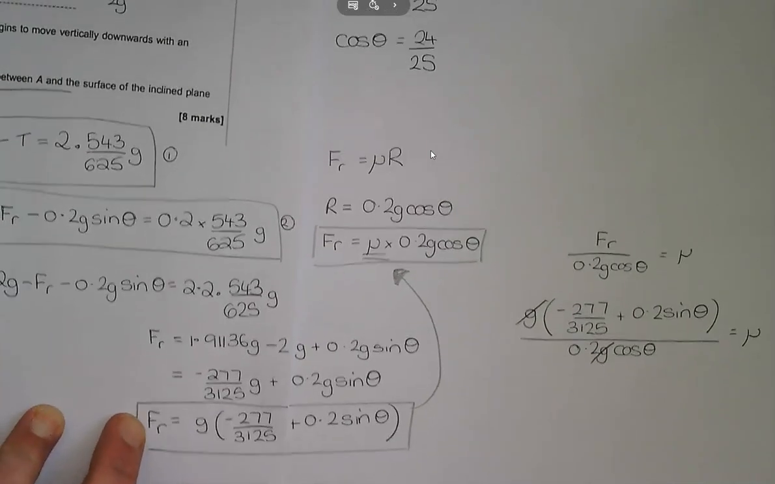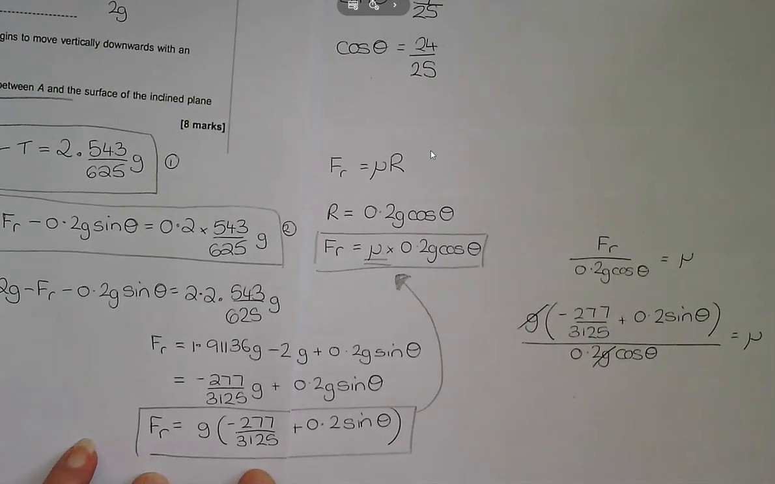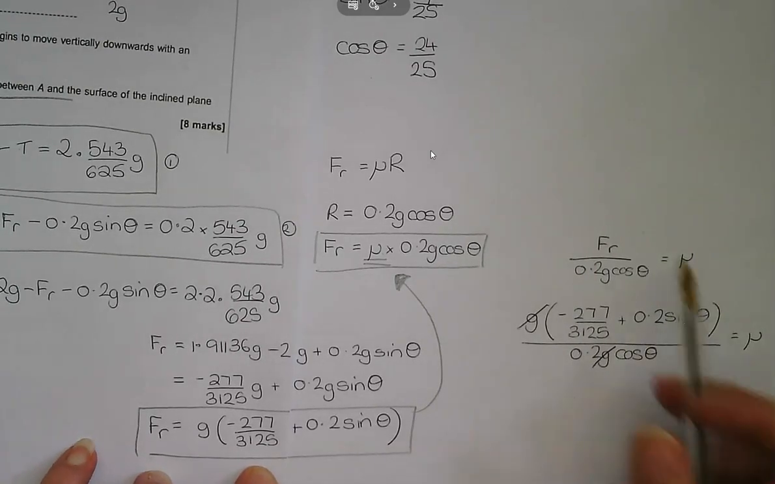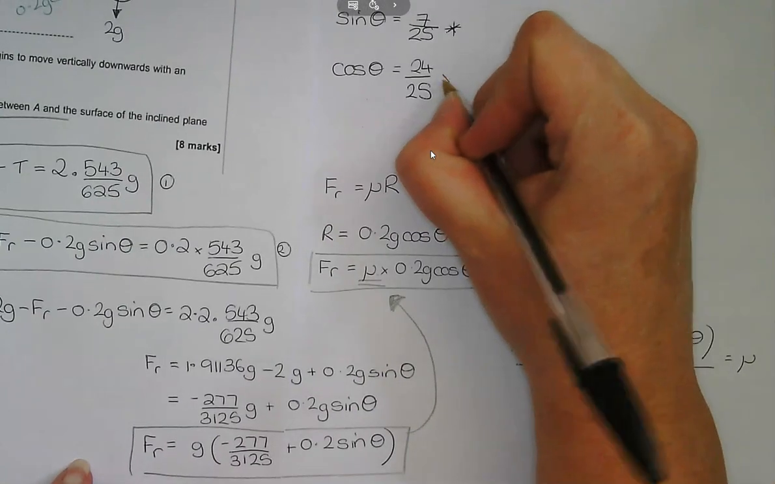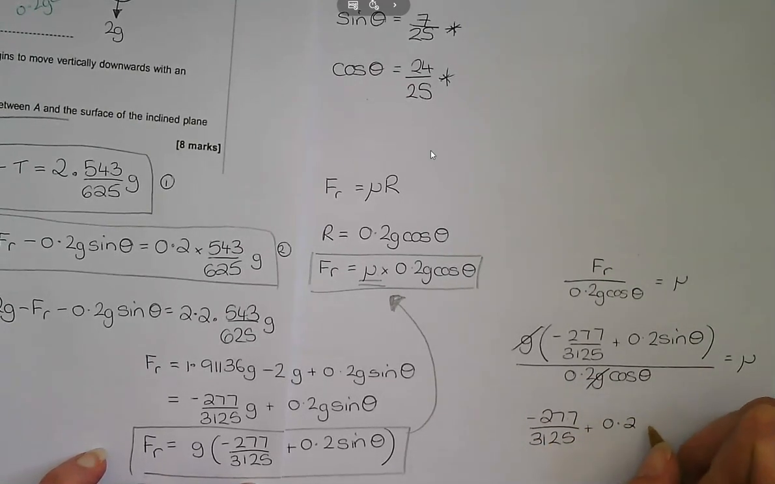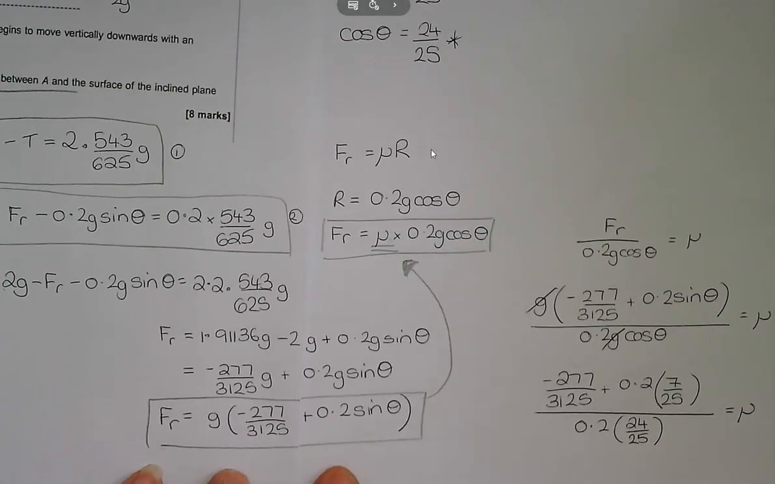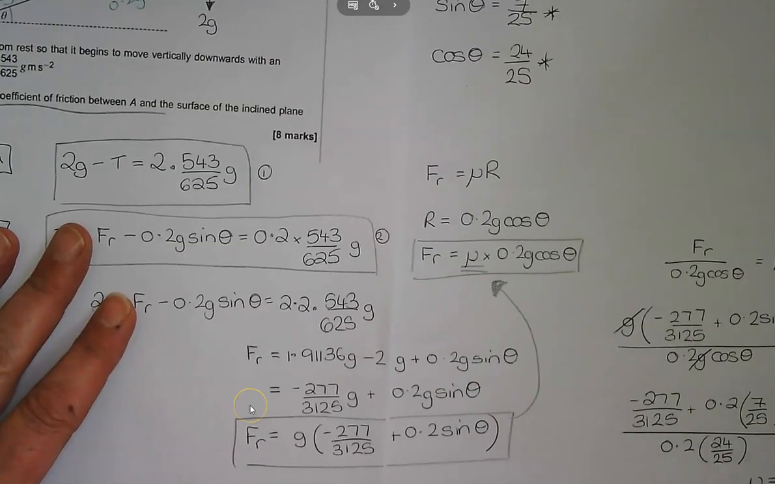Right, so what can we do next? I want mu on its own. Where I'm going is I want sine theta over cos theta, I think. Oh, hang on, I know sine theta up here. I worked those out right at the start. Silly me. So I've got minus 277 over 3125 plus 0.2 times 7 over 25. I probably should have replaced those ages ago, and that would have made life a lot easier. I'm just going to go and calculate that and make sure it's 0.17. One minute.